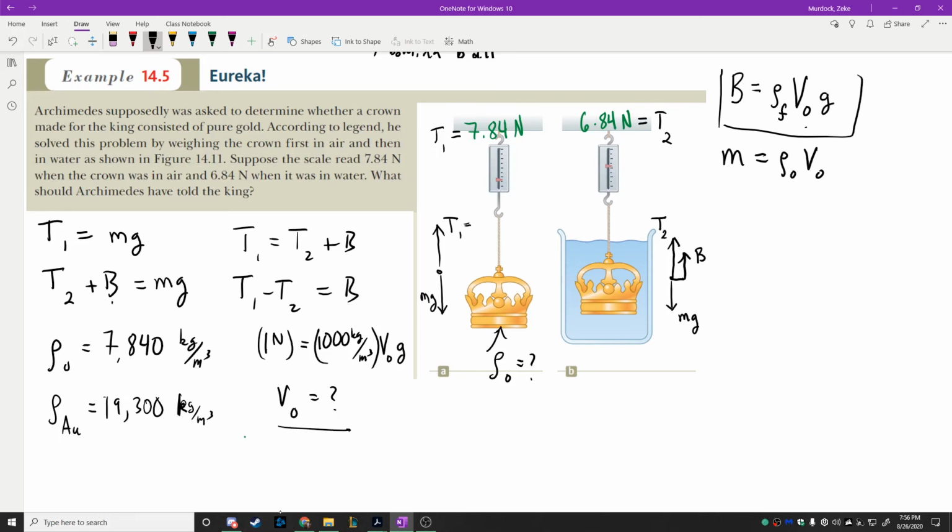Once you know the volume of the object, you can sub it back into this equation, or this equation if you want to, because since T1 is equal to mg, and we set up here that m was this, it's also equal to rho naught v naught times g. You can solve for rho naught, which ends up being equal to T1 divided by v naught g, and that's where you get the answer that you guys got.